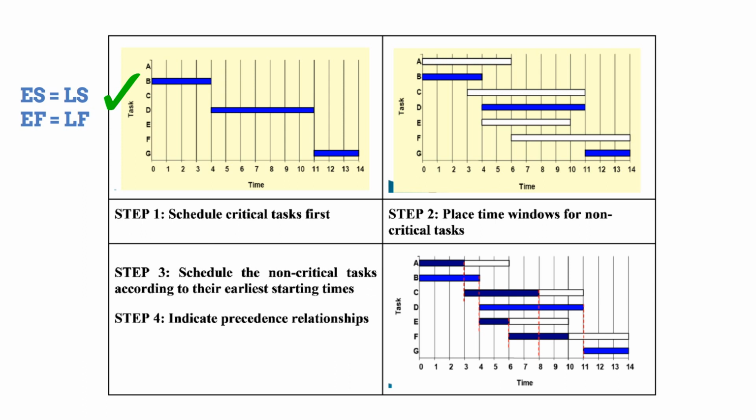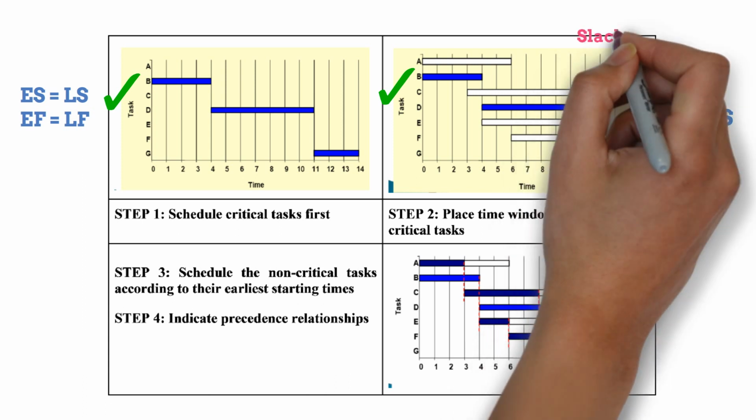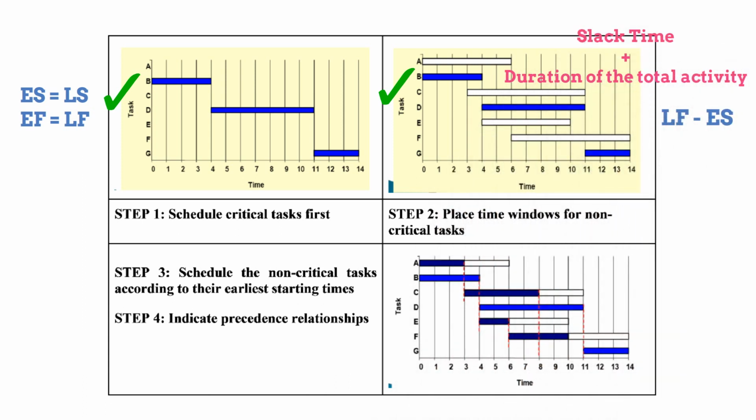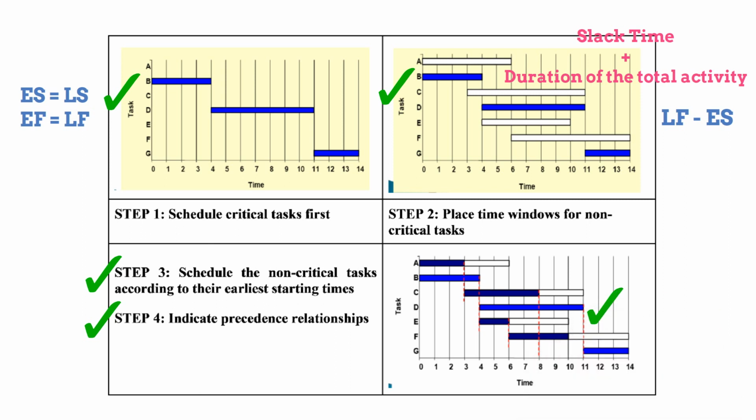2. Place time windows for non-critical tasks. The time window for non-critical tasks is calculated by deducting the earliest start time from the latest finish time. This is slack time plus the duration of the total activity. These are windows in which the activities can float. That's why the slack time is also called the float time. 3. Schedule the non-critical tasks according to their earliest starting times in the time windows. 4. Indicate precedence relationships. This can be represented by dashed lines connecting the endpoints and starting points of different activities.